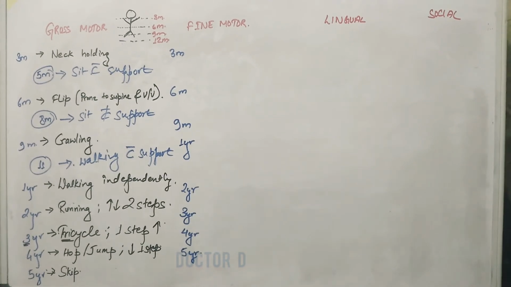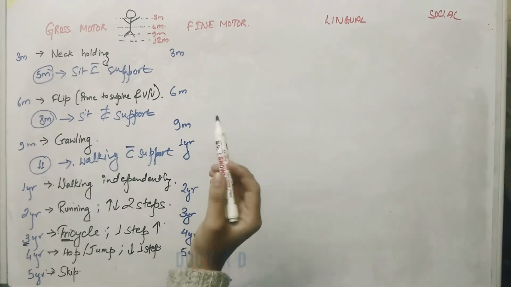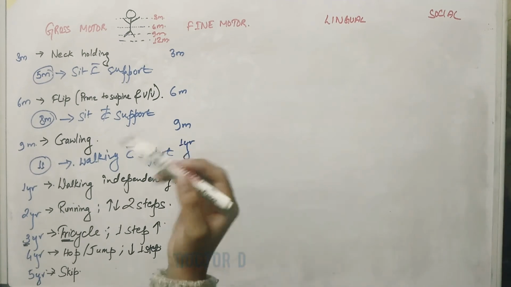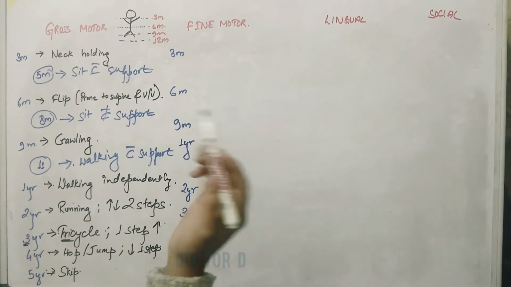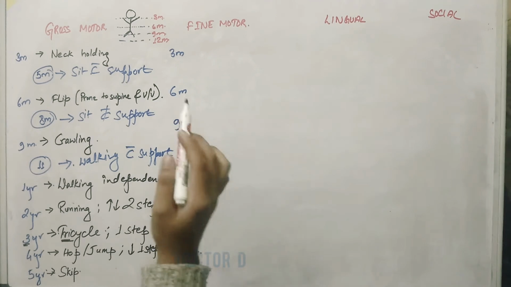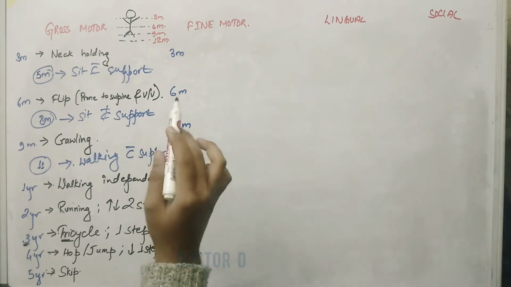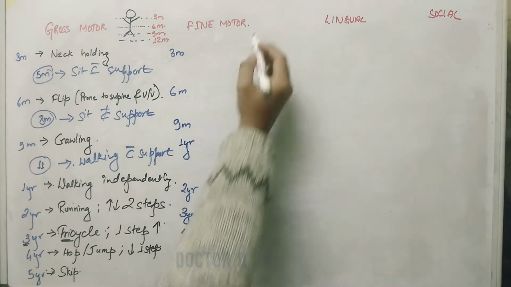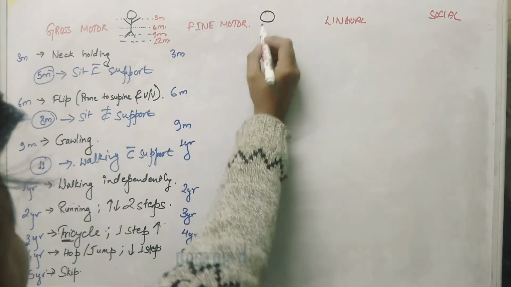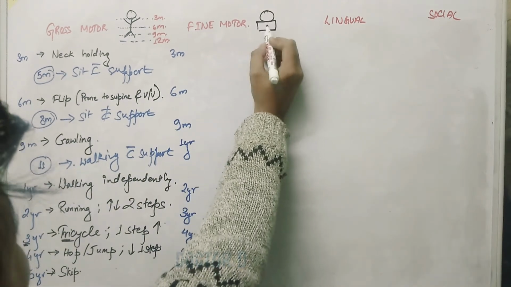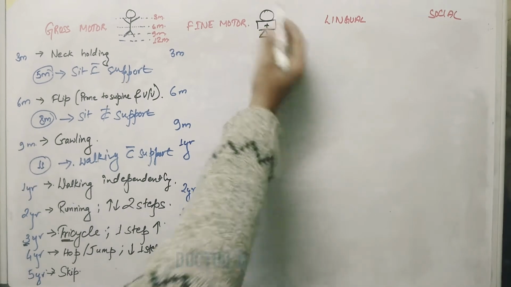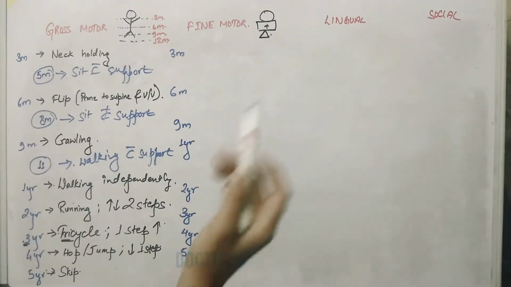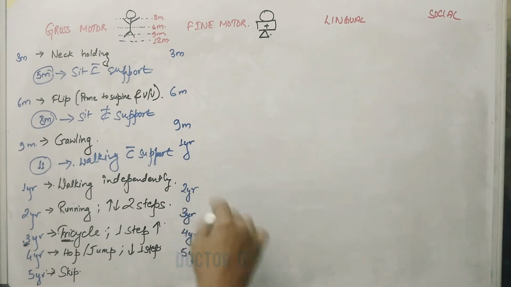At first let's draw another mnemonic, another way to remember the events occurring in these fine motor milestones. So the first thing you draw is another stickman-like structure. Remember this, and we will discuss it towards the end.